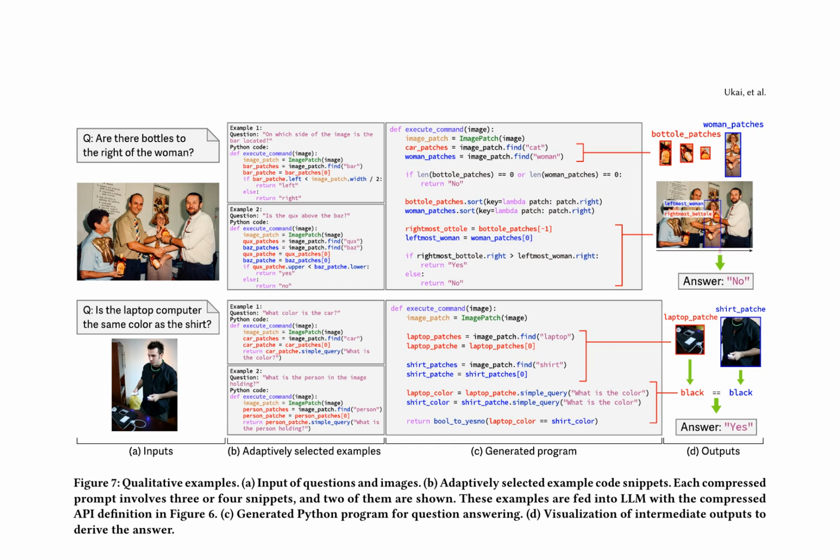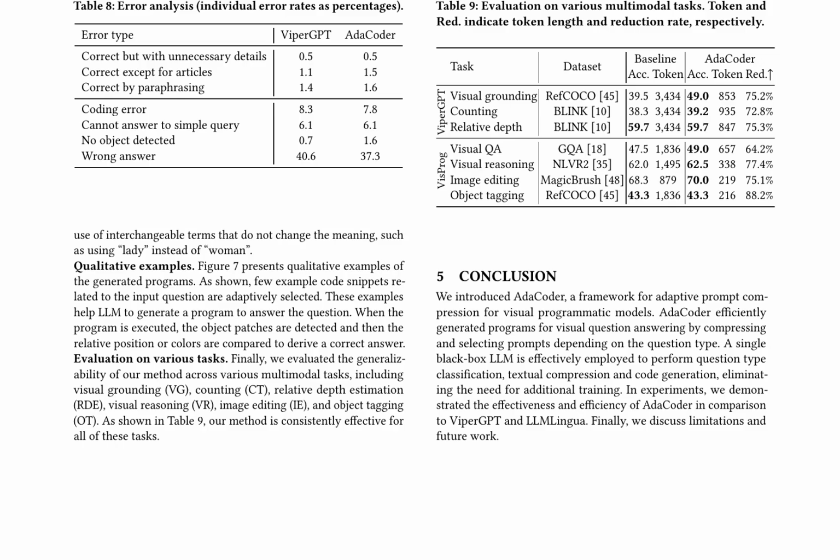Error analysis in Table 8 compares AdaCoder and ViperGPT, revealing similar error rates across categories, except for wrong answers, where ViperGPT performs slightly better. Notably, AdaCoder achieves competitive accuracy across multimodal tasks, including visual grounding, counting, relative depth estimation, visual reasoning, image editing, and object tagging, as shown in Table 9. The framework significantly reduces token length while demonstrating consistent reduction rates, demonstrating its generalizability.